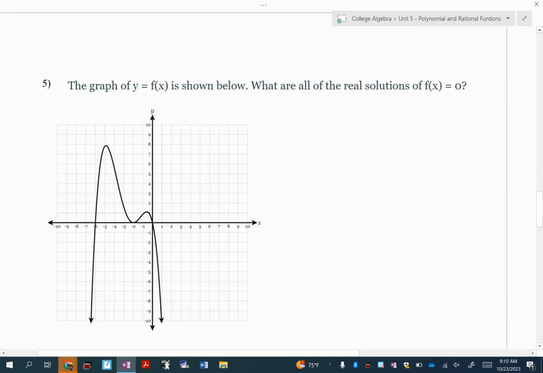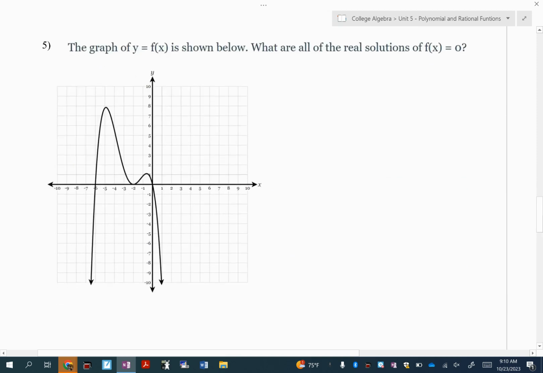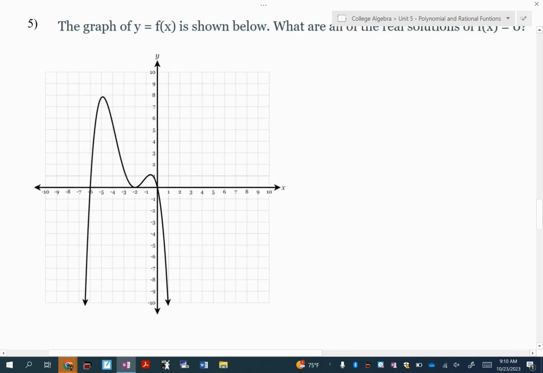Okay, let's move to our next lesson, 5.5, which started talking about how to find the real solutions when you're given the graph of a function. This hopefully is pretty straightforward. You're just going to look for the x-intercepts. I see one at negative 6, at negative 2, and the origin, 0, 0.